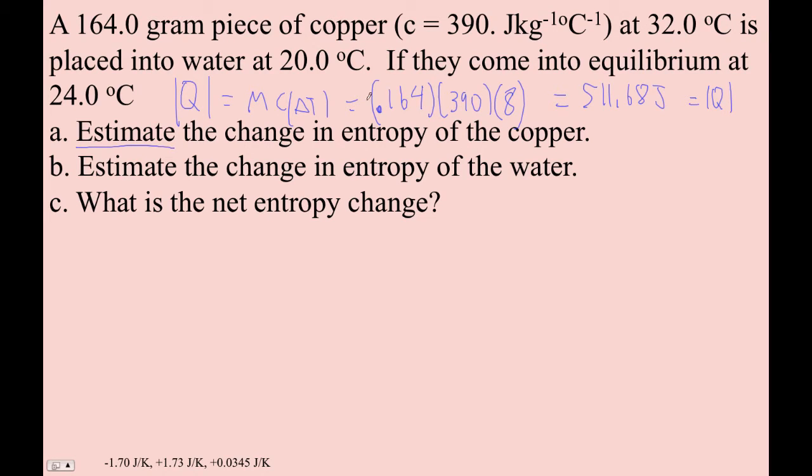Okay, so for the copper, the average temperature would be the average of 32 and 24. This is higher math, so I've got to use my calculator. And then divided by 2, that is 28, right? So for the copper, the average temperature is 28 degrees Celsius. Now this is, by the way, a fairly large change, so our estimate is going to be pretty rough. Okay, for the water, it's easy. It's 20 to 24, so the average is 22. Okay, so now let's figure out the copper.